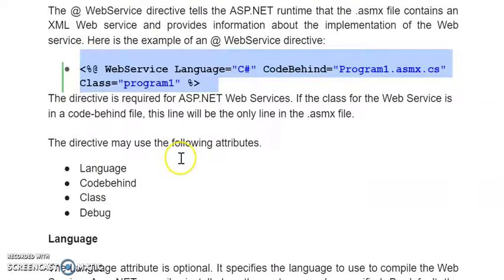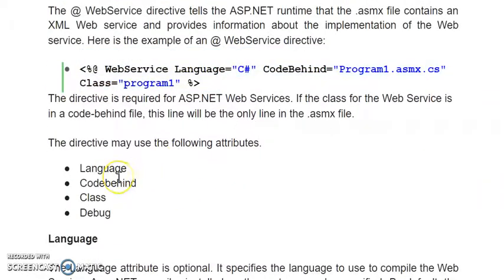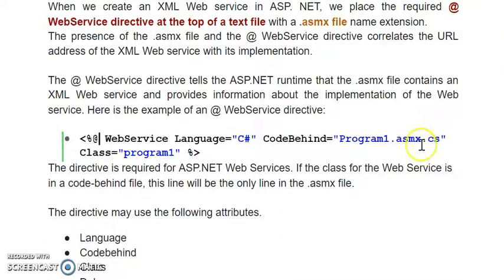Now we will see which different attributes are present. One is language, second is code behind of that particular web service, then class, and whether it is debugging or not. So here you can see this @ symbol, WebService Language equal to C#, CodeBehind program1.asmx.cs. ASMX you can identify as a web service, and .cs is the code file.